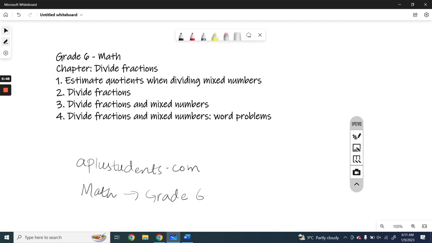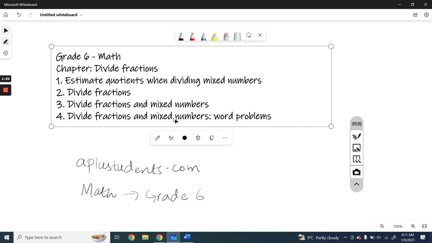So we're going to start with the chapter divide fractions. Here is the list of the lessons we're going to cover today. They are estimate quotients when dividing mixed numbers, divide fractions and mixed numbers, divide fractions and mixed numbers word problems. So let's just start with the first lesson, that is estimate quotients when dividing mixed numbers. So let me just write down the lesson name, then we'll start.